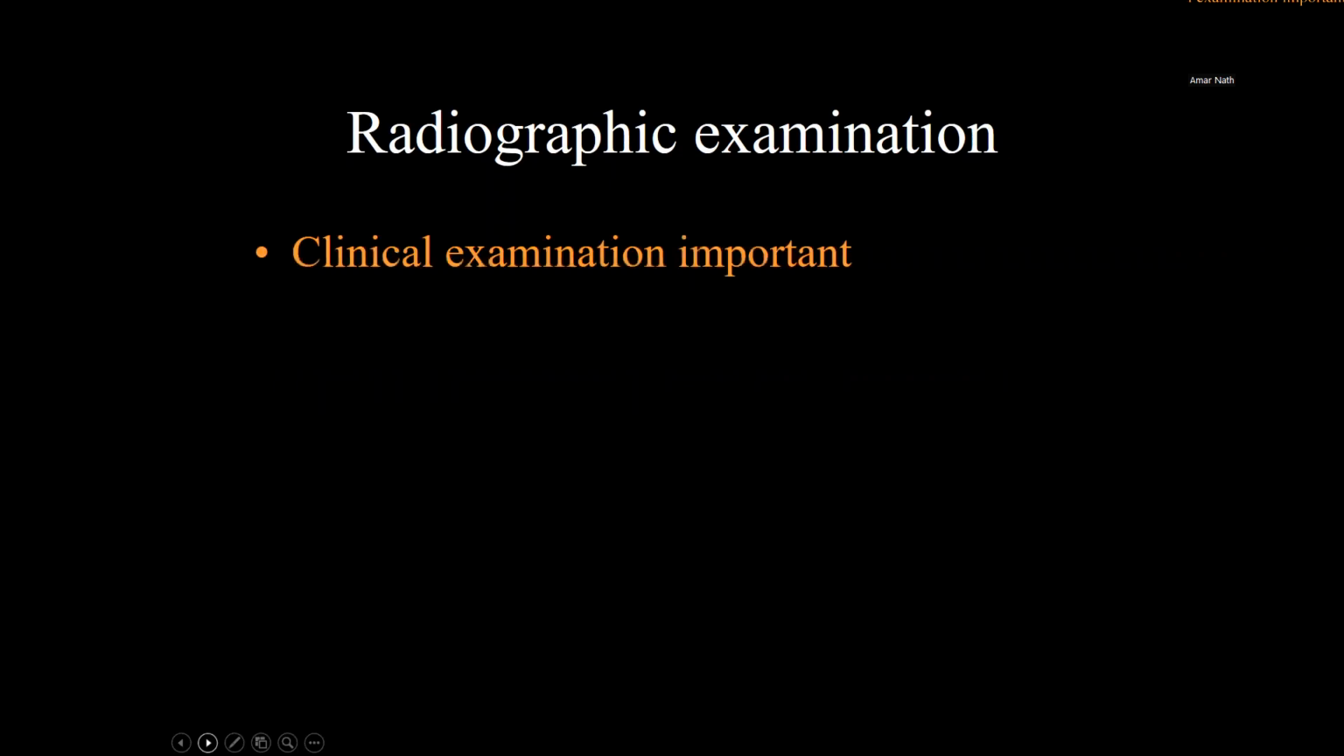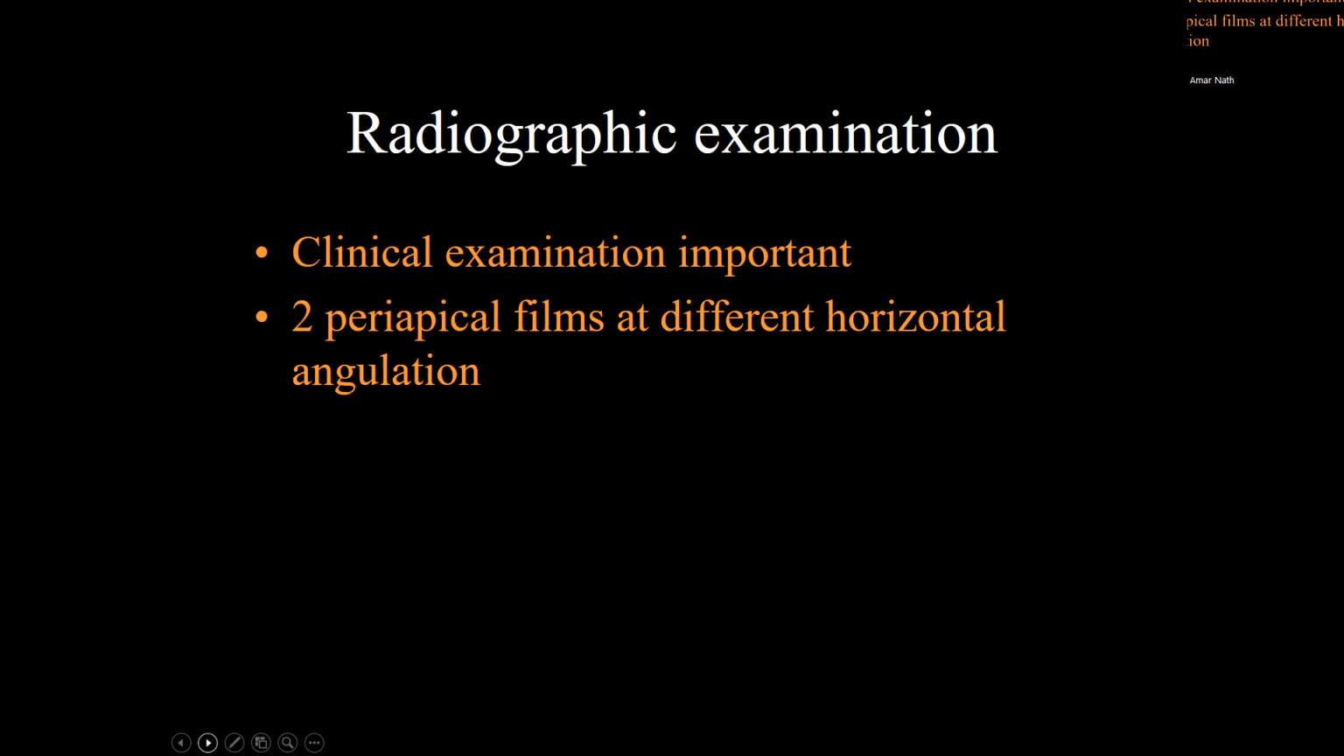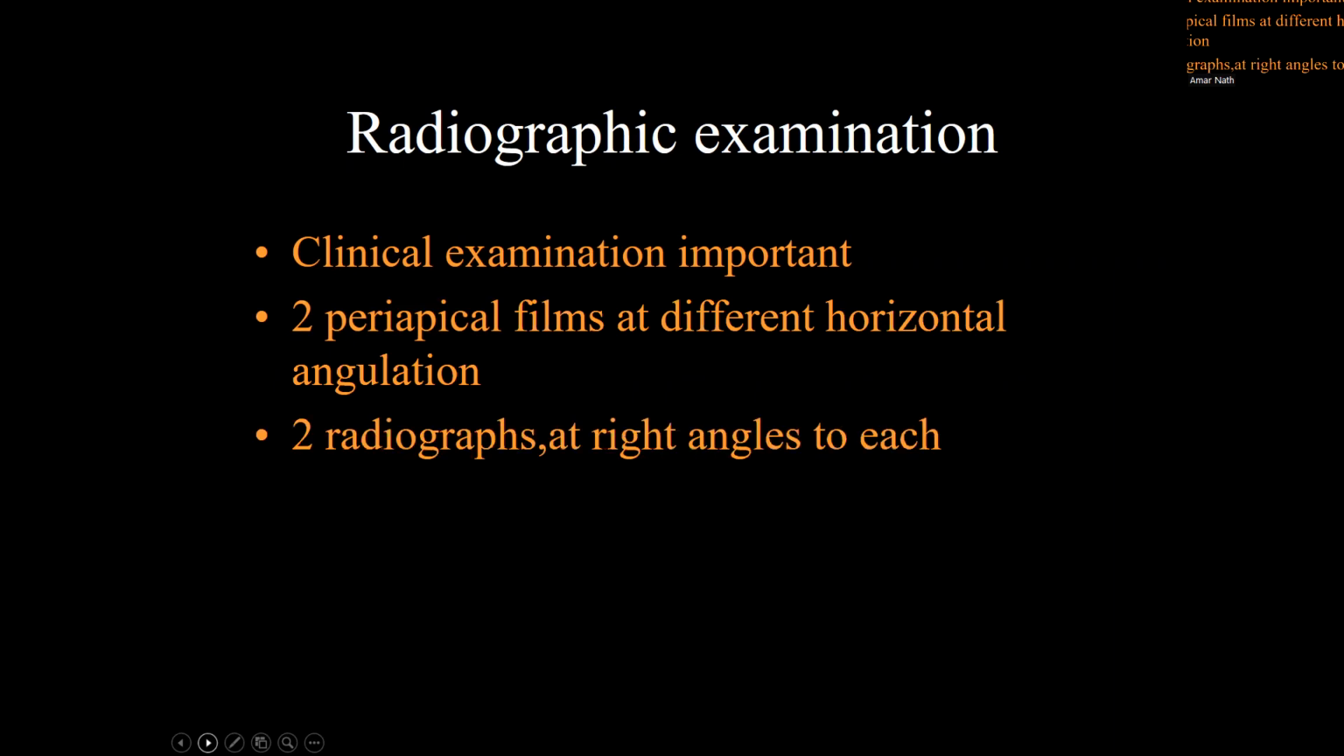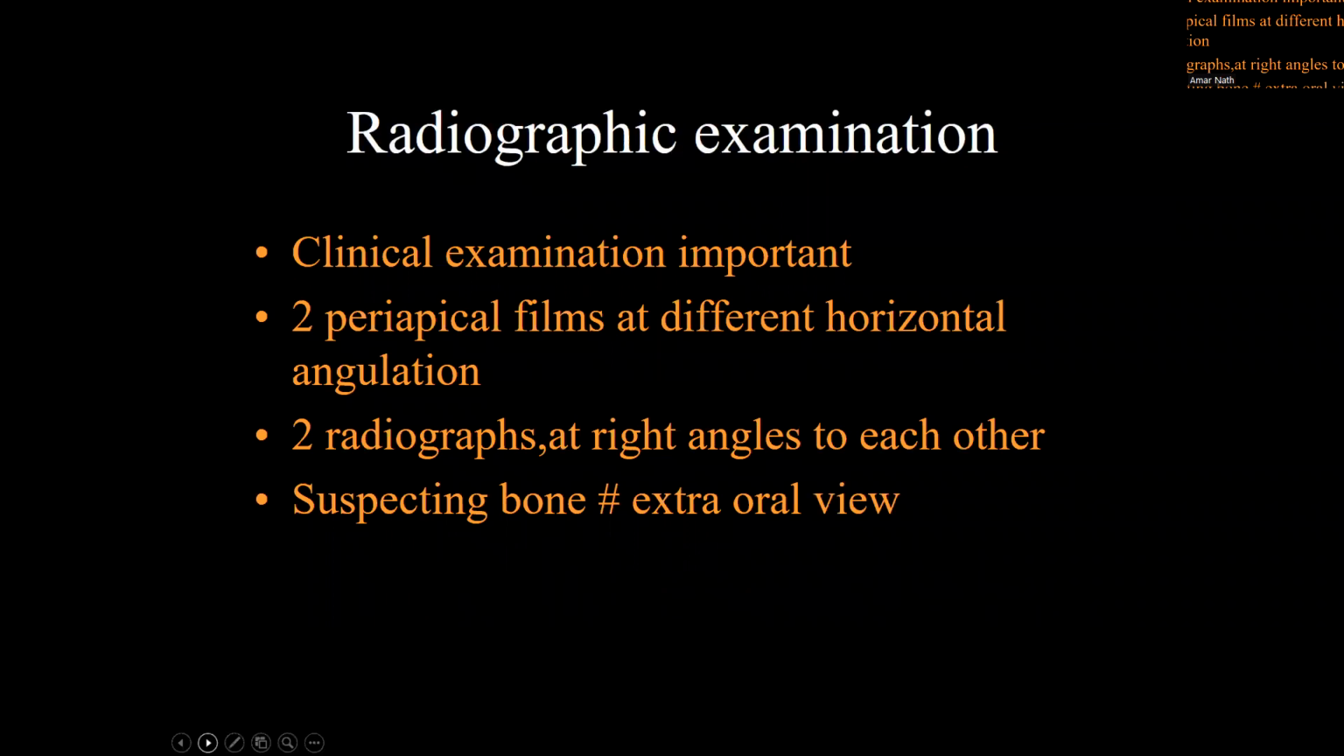So, radiographic examination. Before radiographic examination, you should always go for clinical examination, which is very important. When you go for the first radiographic examination, two periapical films at different horizontal angulations can be used. It's very helpful in identifying the fracture. Two radiographs at right angles to each other. If you're suspecting a bone fracture, like in a mandible or a maxilla, always go for an extraoral view like OPG, CBCT, etc.